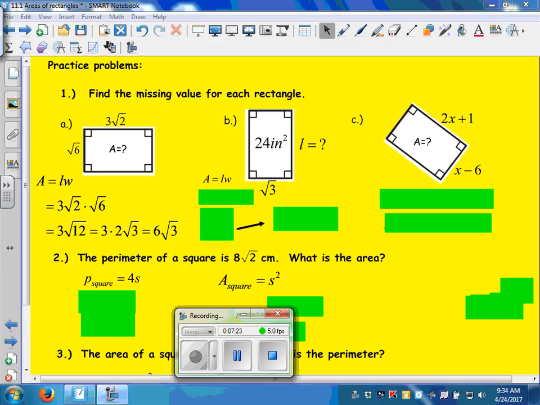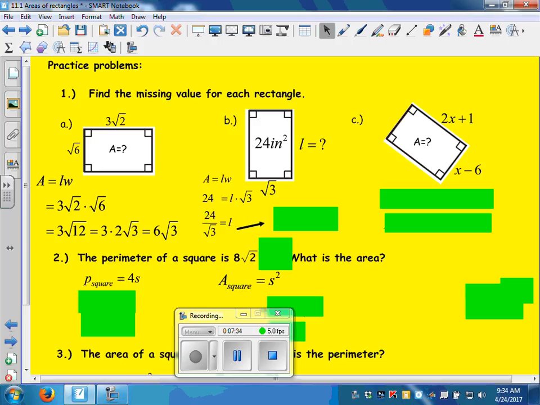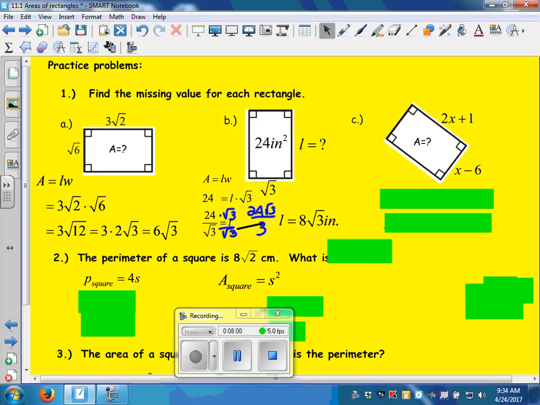Alright, letter B, they are giving you the area, so you're going to be dividing by one of the sides to get the piece that's left over. We know area is length times width, so I can still set it up as the original equation, but I divide both sides by radical 3. But what do I have to do to finish it? Rationalize. Yeah, you have to rationalize the denominator, multiplying top and bottom by square root 3 over square root 3. So I have 24 square root 3 over 3. Then you're going to reduce that 24 over 3. That's going to become 8 square root 3.